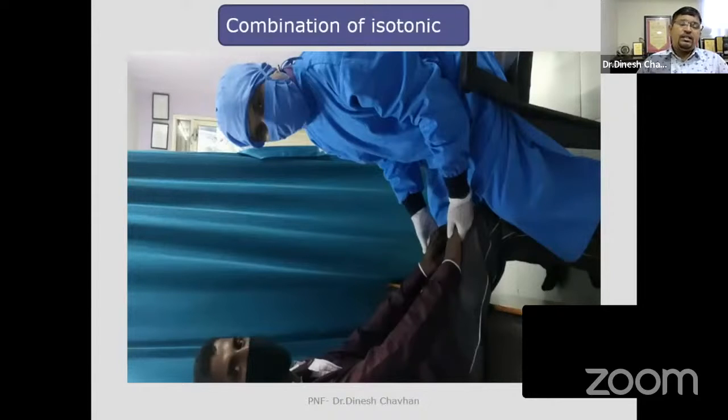When the patient is coming back, that time the muscle is working concentrically, because it is movement against gravity and there is a contraction. If in between I tell the patient to hold that movement, that means a static contraction. So in the combination of isotonic, we use all three types of muscle contraction for the same muscle. Now we'll see the other group of muscle.